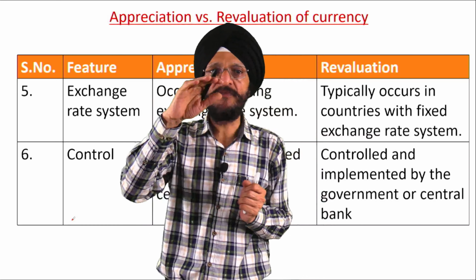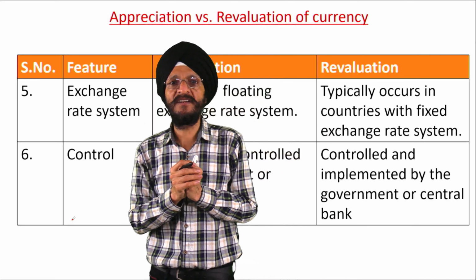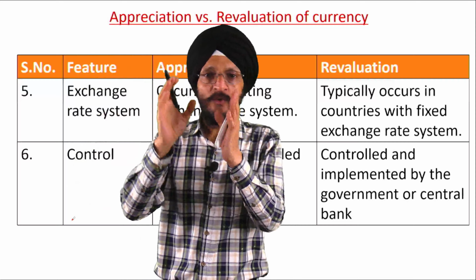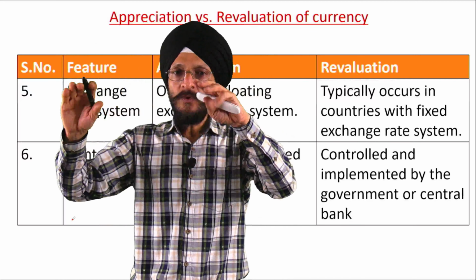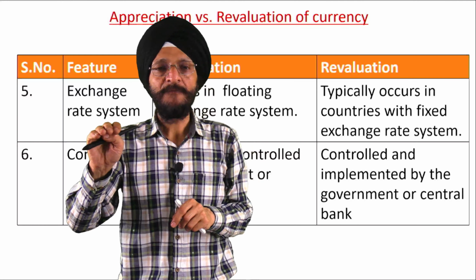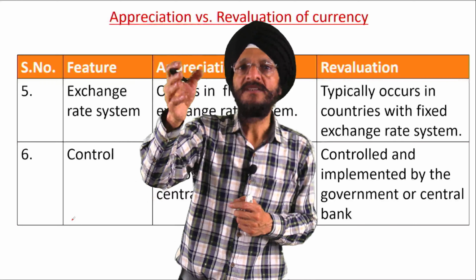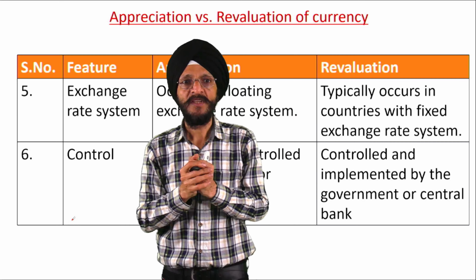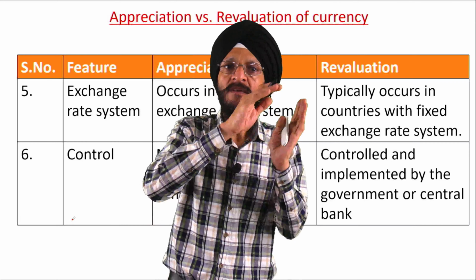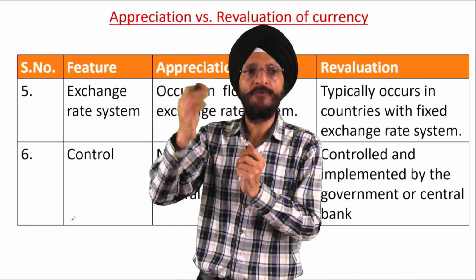Next is the exchange rate system. Currency appreciation occurs in a floating exchange rate system, and revaluation generally occurs in countries with a fixed exchange rate system, that is, in those countries where the government is taking steps to maintain the fixed exchange rate between their domestic currency and the other currencies. Then in those countries currency revaluation generally occurs. We will be separately uploading courses on the floating exchange rate and fixed exchange rate systems in detail. You can also view the same.